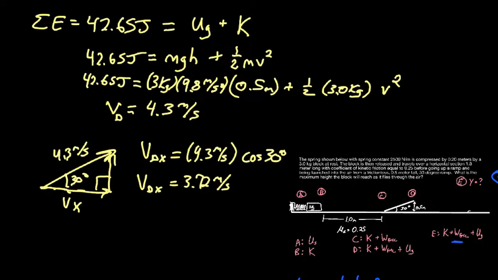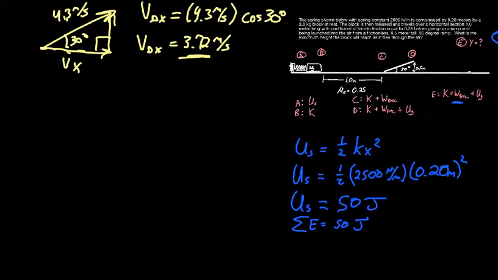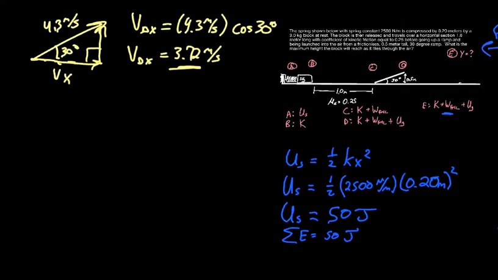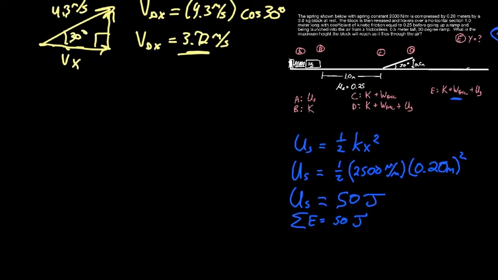So even when it gets up to point E, it's still going to have some kinetic energy. We can figure out how much by knowing that it's still moving to the right at 3.72 meters per second. So at point E, the total energy hasn't changed from what it was a minute ago. We haven't had any more work done on our system. So the total energy at point E is still going to be equal to 42.65 joules.